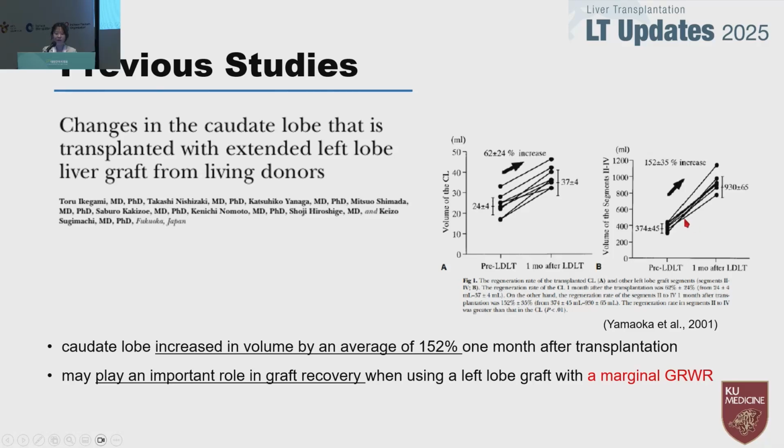There are a few, but not a lot, of previous studies regarding the inclusion of the caudate lobe in the left liver graft. In 2001, a Japanese group reported 6 cases of living donor liver transplantation using a left lobe graft with inclusion of the caudate lobe. They found that the caudate lobe increased in volume by an average of 152% 1 month after transplantation, suggesting that the caudate lobe may play an important role in graft recovery when using a left lobe graft with a marginal GRWR.